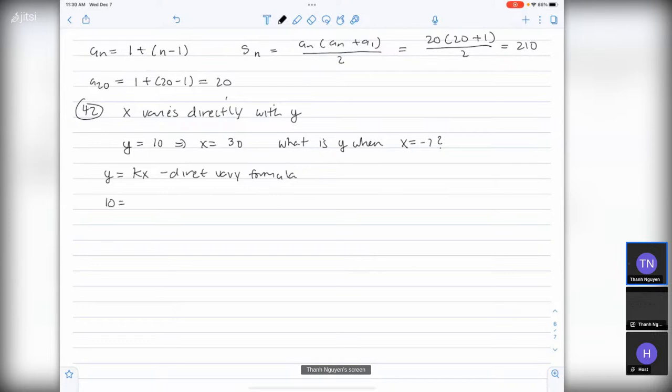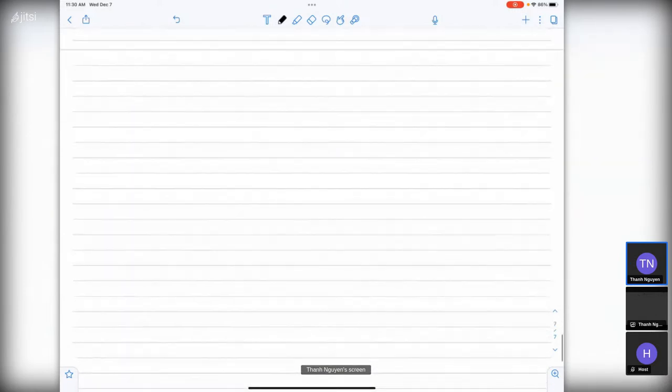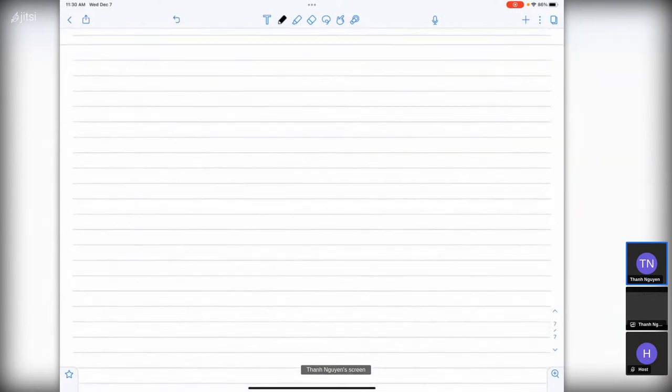So we have 10 is equal to k times 30. Implies that k is equal to 1/3, right? Okay, so we have our equation y is equal to 1/3 x. So then plug in x equals negative 7. We get that y is equal to 1/3 times negative 7, is equal to negative 7 over 3. Okay. Again, very simple.